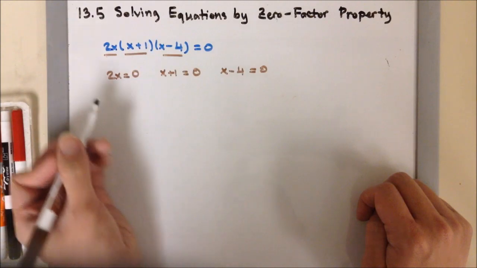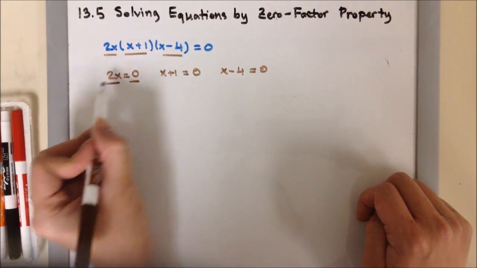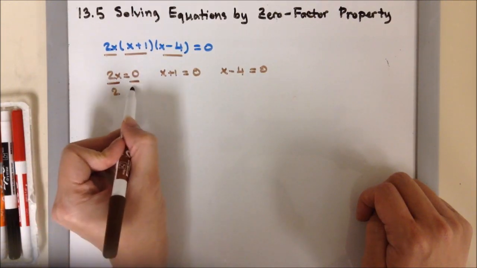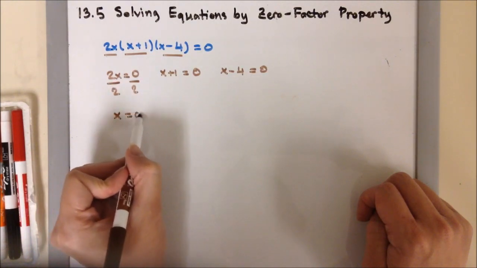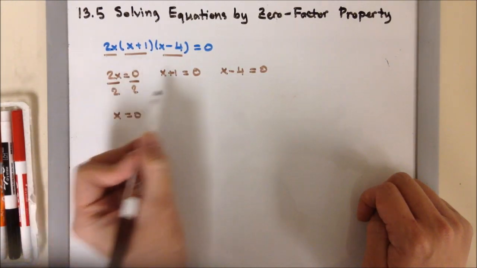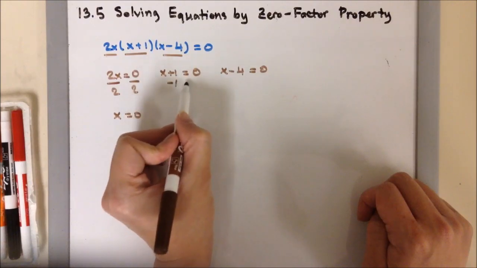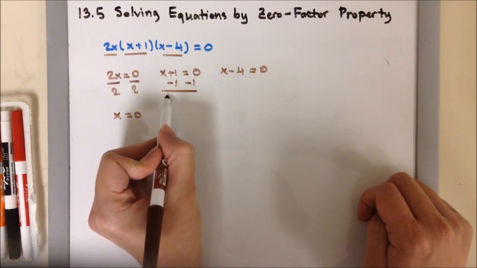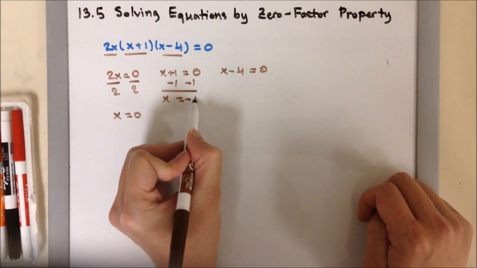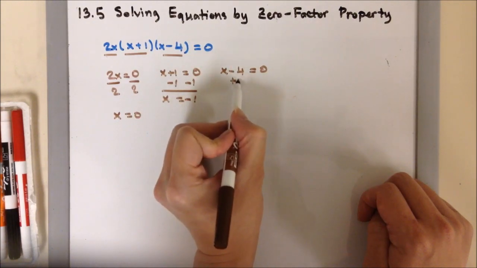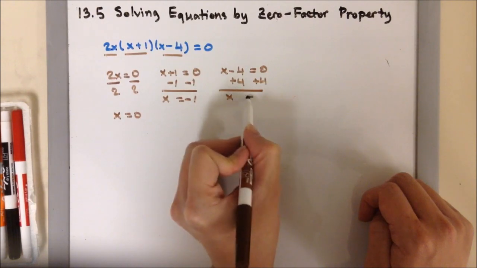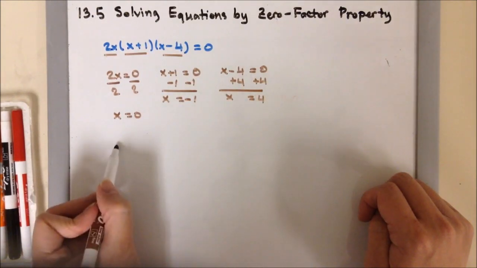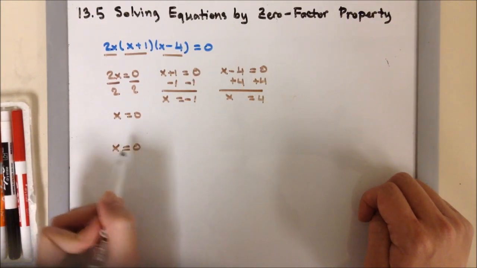And then you're just going to start solving for x. And it could be any variable that you have, as long as you're solving for it. This one will be x equal to 0, because 0 divided by 2 is 0. Here I'm going to subtract 1 on both sides, so x equals negative 1. Here I'm going to add 4 on both sides, so x equals 4. So my solution is x equal to 0.